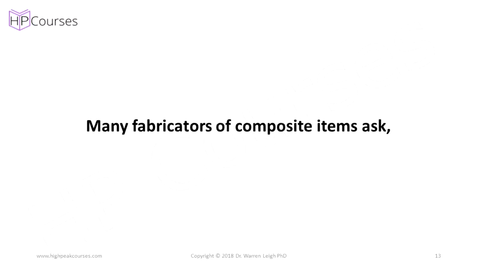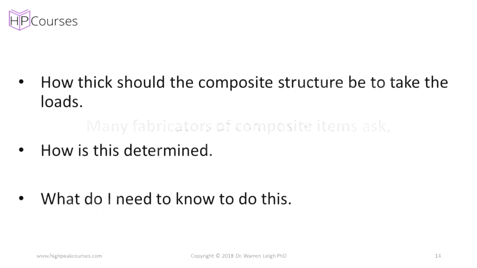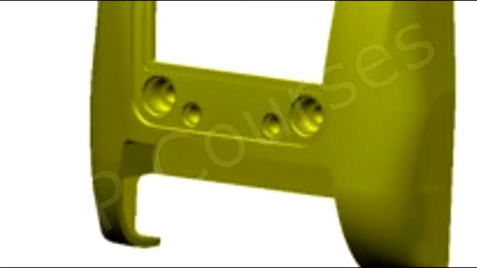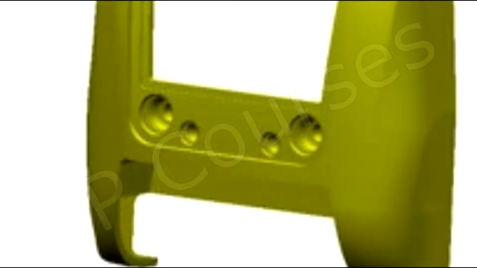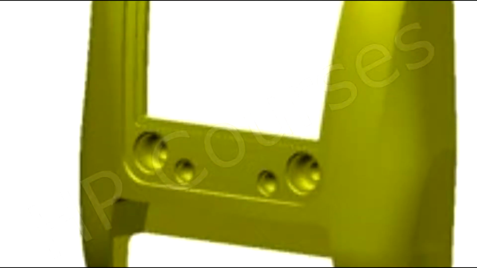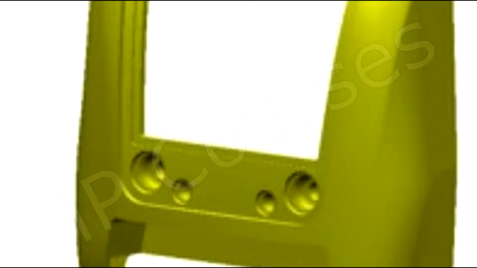Many composite fabricators ask, how thick should we make this composite component to withstand the service loading? How is this thickness determined? What calculation do I need to do to enable me to determine this thickness? A particular example of this is a glass fibre front part of a train, which was manufactured in the UK by a spray-up technique. Now, this technique uses short lengths of glass fibre, about 3/4 inch long, 20 millimetres long.